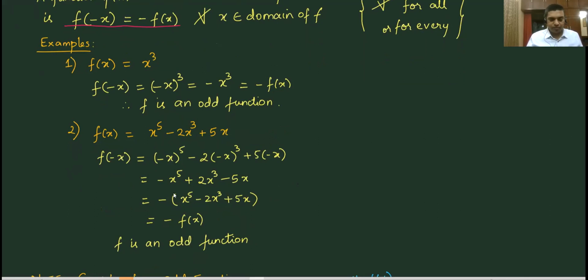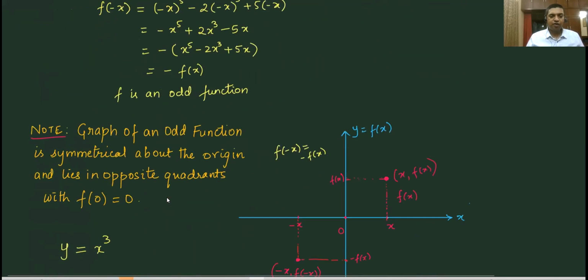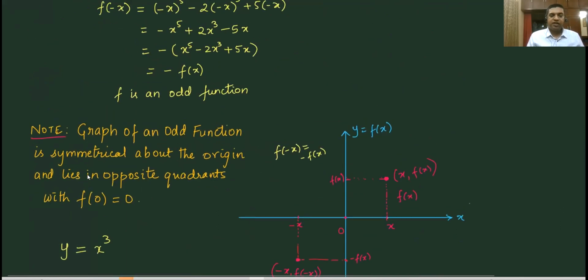Now how does the graph of an odd function look? The graph of an odd function is symmetric about the origin and lies in the opposite quadrants with f of 0 equal to 0. So the graph of an odd function is symmetric about the origin.